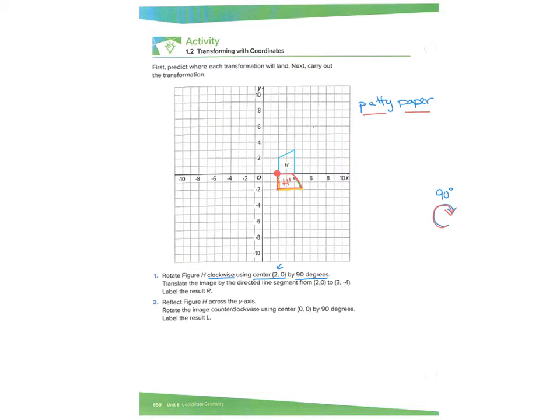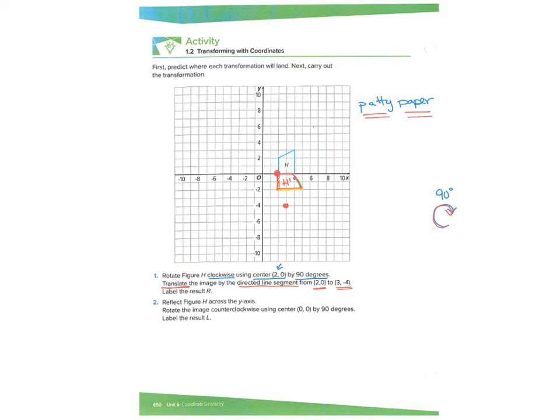So now it wants me to translate. Remember, to translate is my slide by directed line segment from 2, 0 to 3, negative 4. So let's find out what that is. So 2, 0 is my red point right here to 3, negative 4. So this red point is going to go to 3, negative 4. So I want to slide my entire red figure down this same movement.